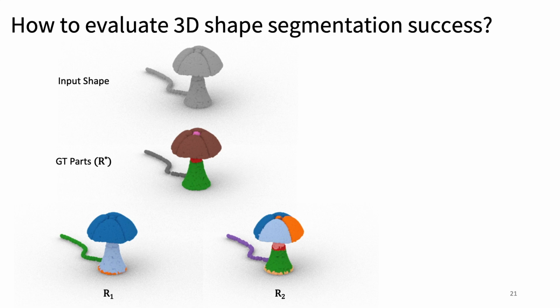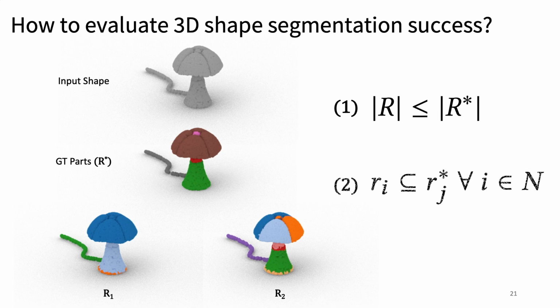With this in mind, given a ground truth annotation R star, we desire a region decomposition R that satisfies 2 properties. First, the number of regions in R should not exceed the number of regions in R star. Otherwise, there will be oversegmentation. Second, each region of R should not be a subset of some region in R star. Otherwise, there will be undersegmentation. Notice that these 2 properties work against one another and are in fact only satisfied when R is exactly equal to R star. So we design metrics that measure violations of these 2 properties.